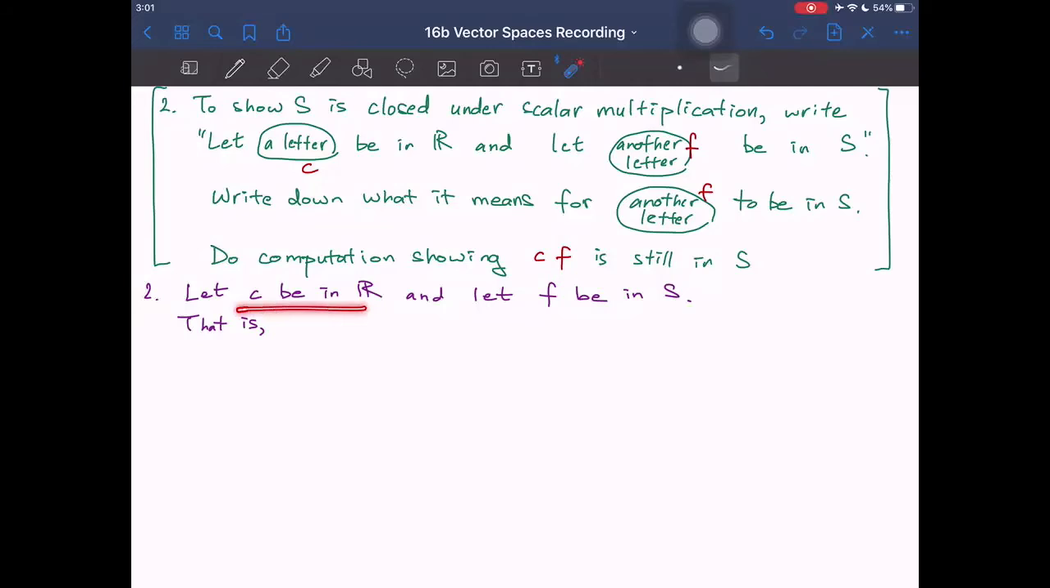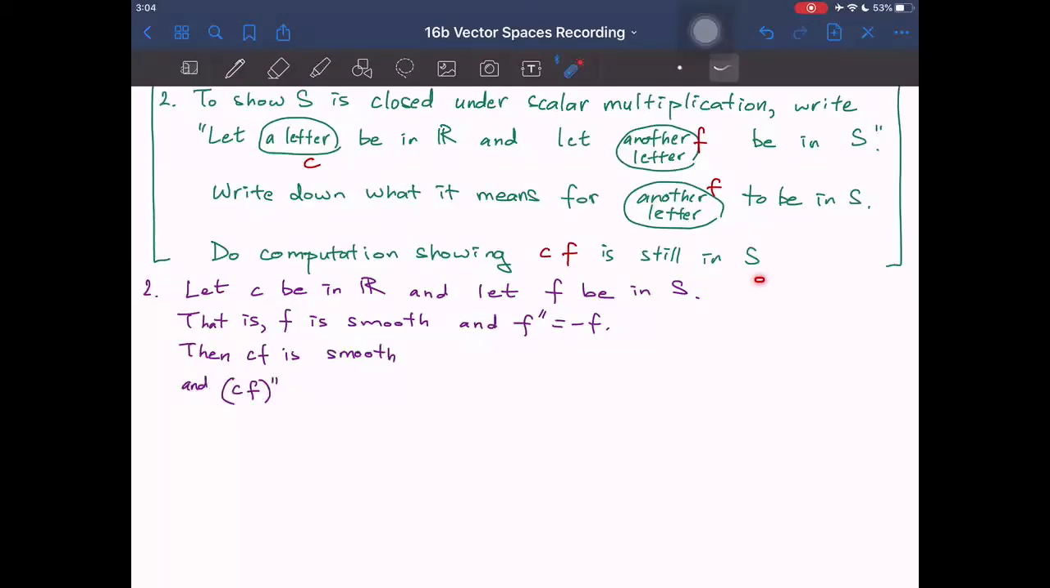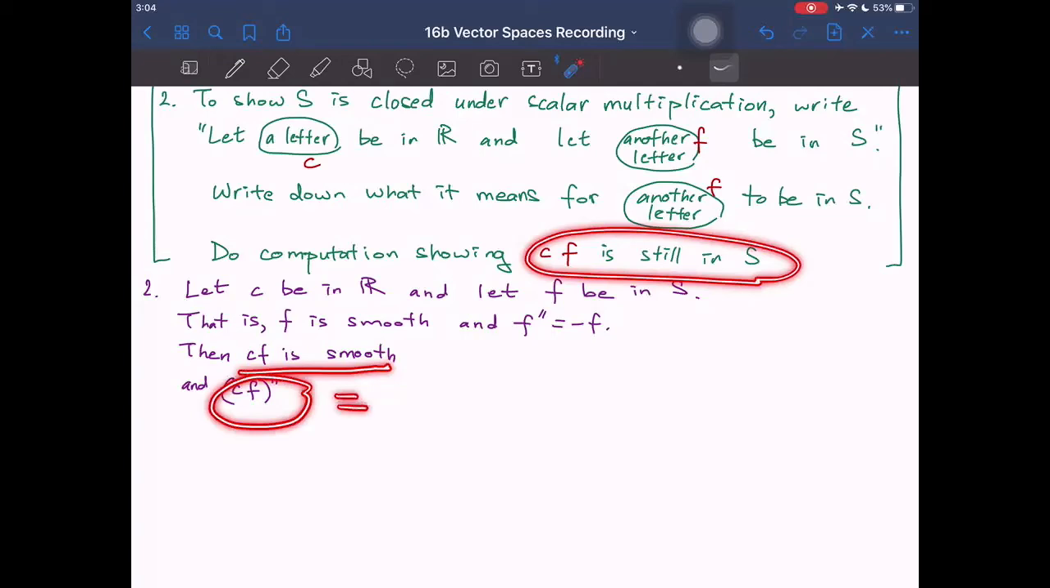Let C be in R and let F be in S. And then I need to write down what it means for F to be in S. The rule for this particular subset is that F has to be a smooth function and F double prime equals negative F. I need to show that C times F is in S. To do that, I need to explain that C times F is smooth and C times F double prime is equal to the negative of C times F.